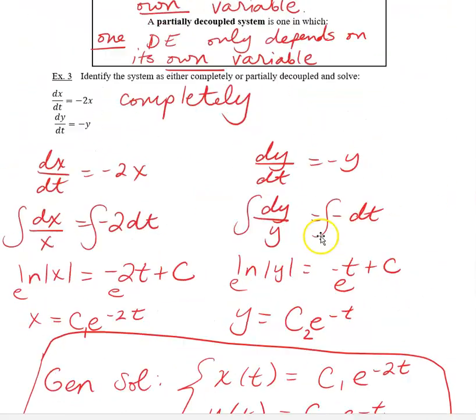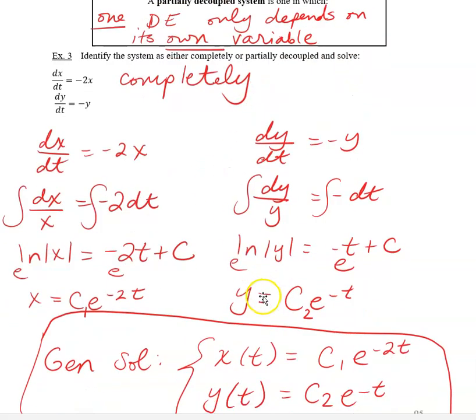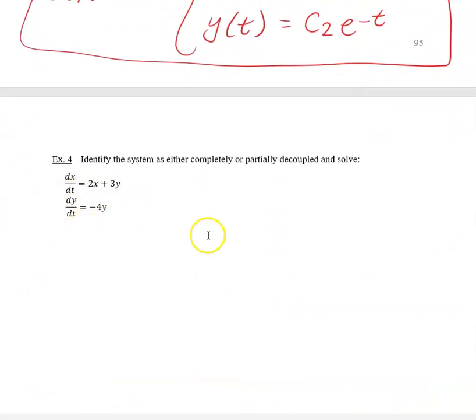So let's make sure we're clear on what we mean by partially decoupled. Remember, partially decoupled meant that only one of the differential equations depended on its own variable. So if you look here, notice that dy/dt only depends on the variable y, whereas dx/dt depends on both x and y. So this would be a partially decoupled system. So let's talk about what to do this time.